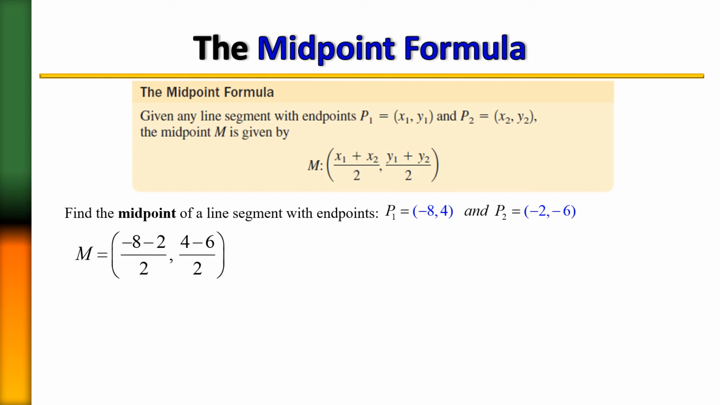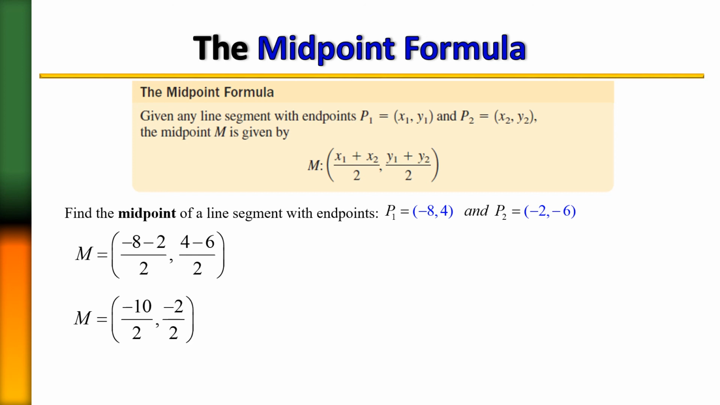Let's take a look at our y values. We're going to combine a +4 with a -6. Recall, if the signs are different, subtract, take the sign from the larger number, and that's going to give me a -2 on top over 2. Let's simplify these two even further.